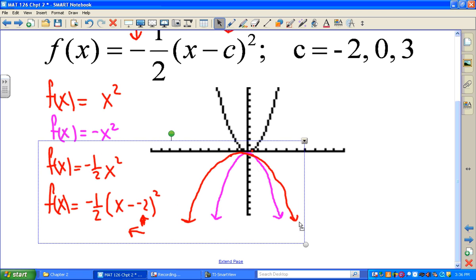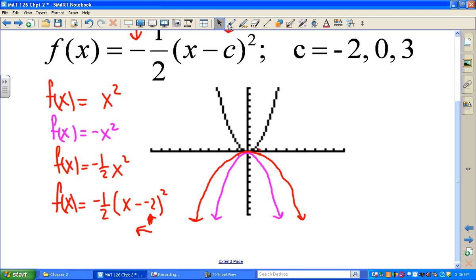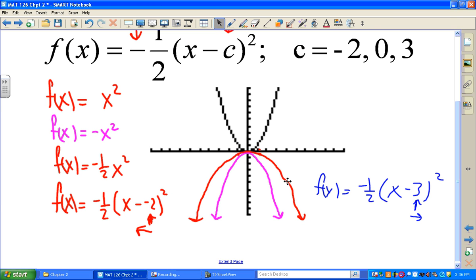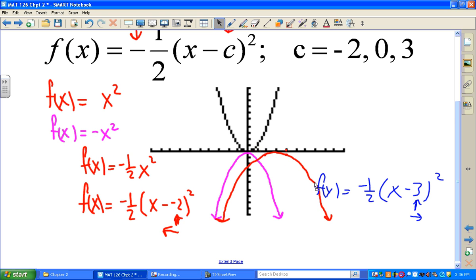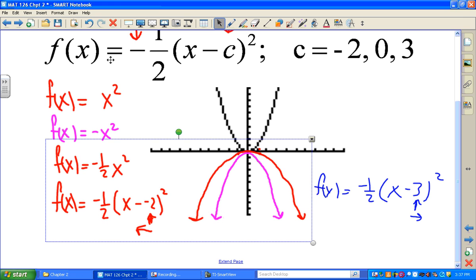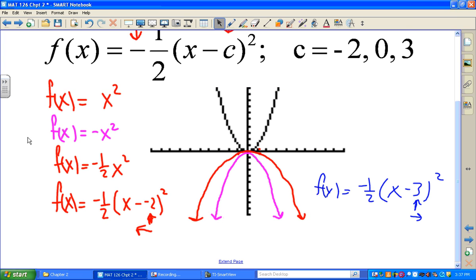If I were to shift it and say, f of x equals negative 1/2, parentheses, x minus 3 squared. Well, you see how the c is a positive 3? It actually shifts it 3 units to the right. So I go 1, 2, 3 units to the right. Nice. And we've already got the x minus 0 squared, so that doesn't even count.